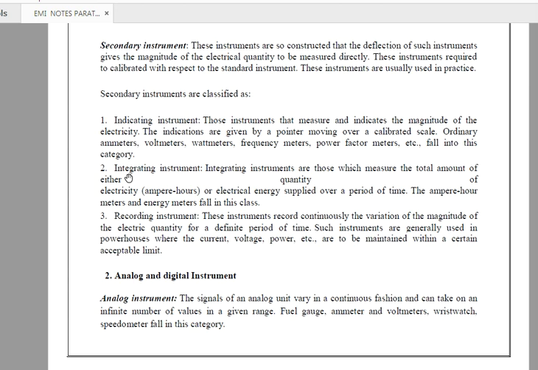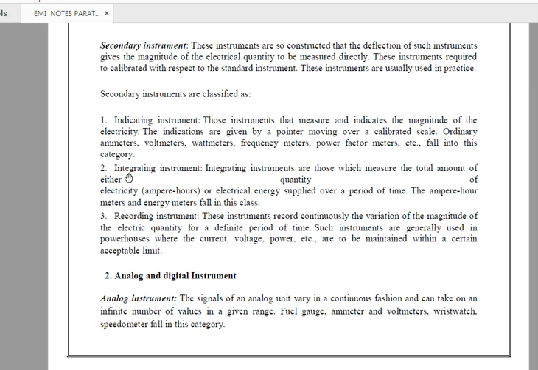First we discussed primary instruments, then secondary instruments. Now we will discuss analog and digital instruments. The signal of an analog unit varies in a continuous fashion and can take on an infinite number of values in a given range.